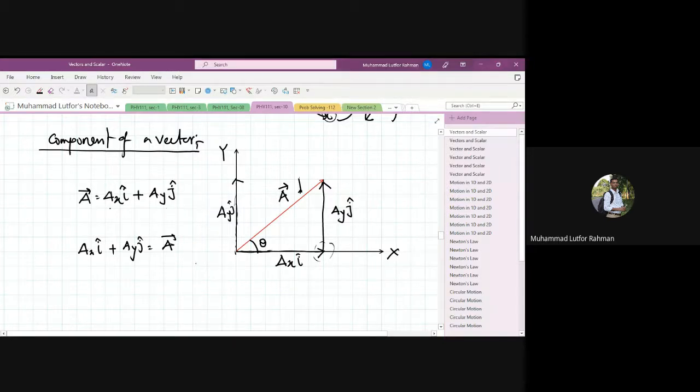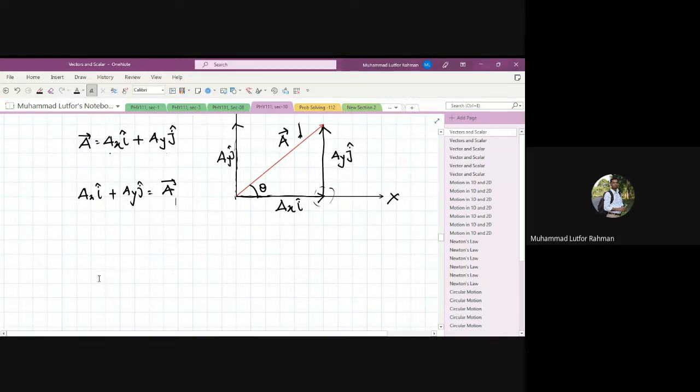Now, how am I going to find this Ax and Ay? That's actually our target, the component. Look at this. If you want to find the component of a vector, always take the cosine ratio. Never think about the sine ratio. The sine ratio automatically comes out if the axes are perpendicular, because the perpendicular direction will give you the sine. But if the axes are not perpendicular, then the issue would be different. So if you take the component as a sine ratio, it would be wrong.